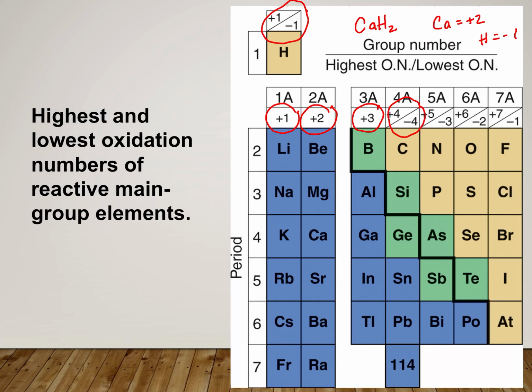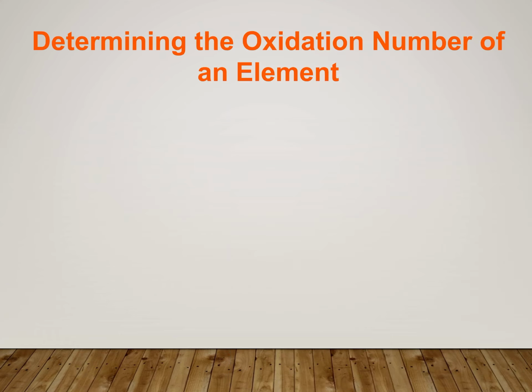But all of these other ones can range from +4 to -4. This has +5 to -3, +6 to -2, +7 to -1, so they can change. So we will use group 1A, group 2A, sometimes group 3A, and usually hydrogen to figure out all of these other ones. And again, like I said, you'll solve it like a mathematical equation.